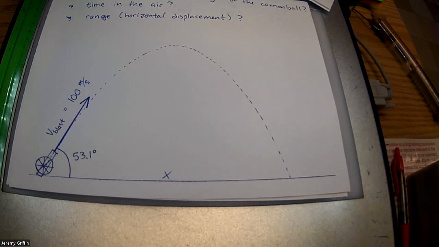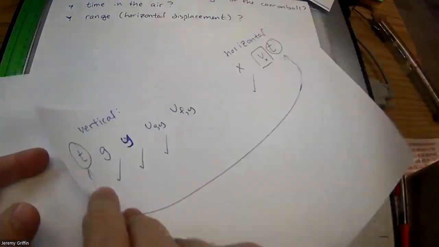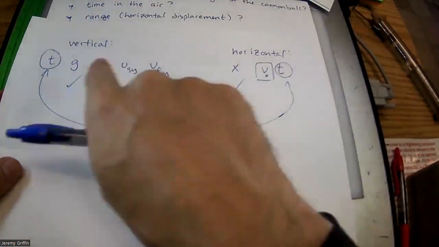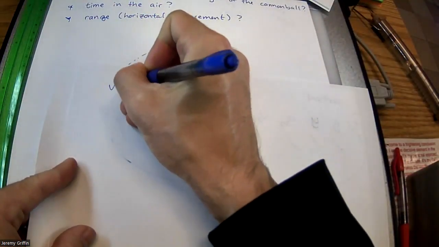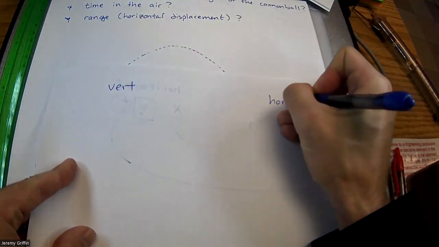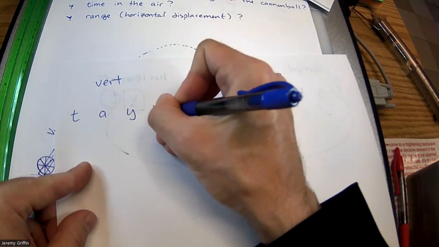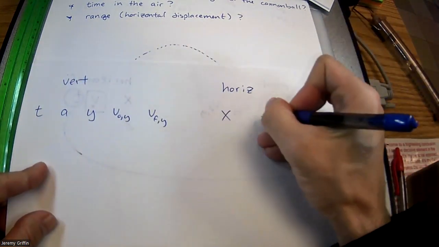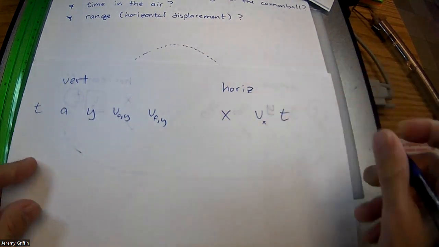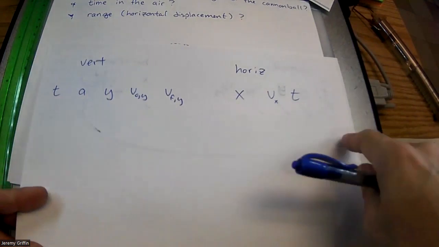I guess we got this kind of framework. Let's see what we do have. So vertical information, horizontal information. I mean, that could be pretty good, right? So time, acceleration, y, v naught y, vf y, and then x, v sub x, and t, something like that. So we got ourselves a framework. What do we know from this list already?